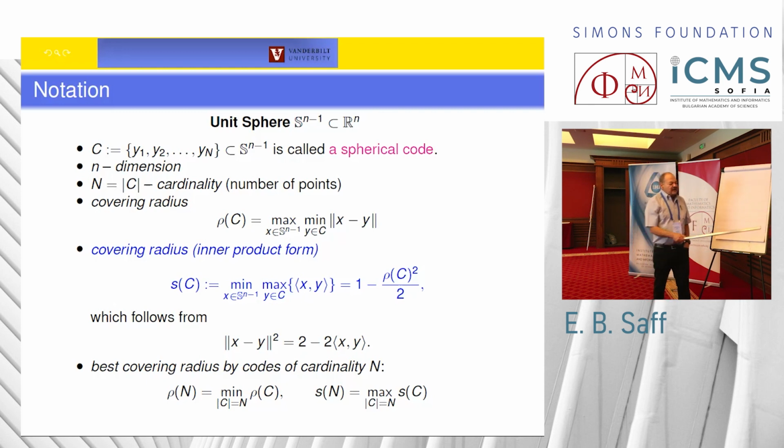And we'll be talking about the best covering radius of a code of cardinality N. So here's the covering radius of a code C. But if we are given a positive integer N, then we can talk about the covering radius with respect to N. And that's simply the minimum of the covering radii for spherical codes of cardinality N. And it's more simply expressed in angular terms. So I have to remember to go on to the next slide.